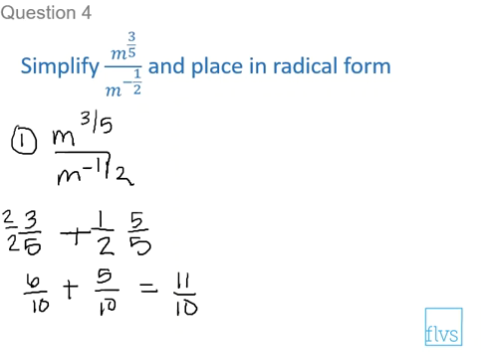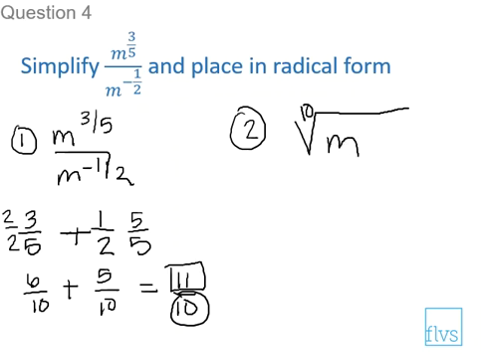Okay, again, we would need to try to reduce our fraction. In this case, we cannot. So we put it into radical form. The 10 becomes our index. And the 11 becomes our power of the radicand.